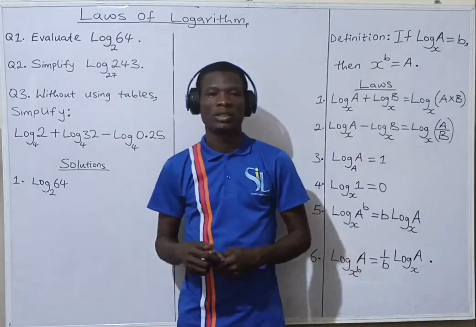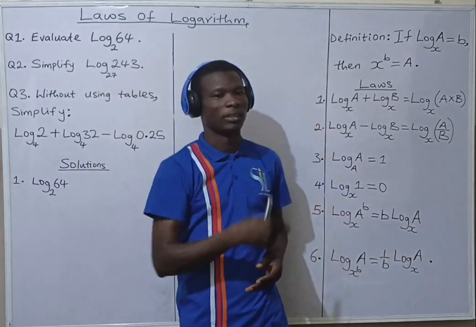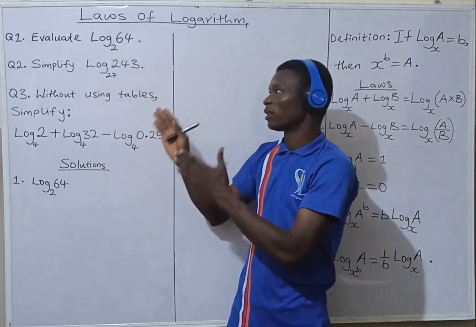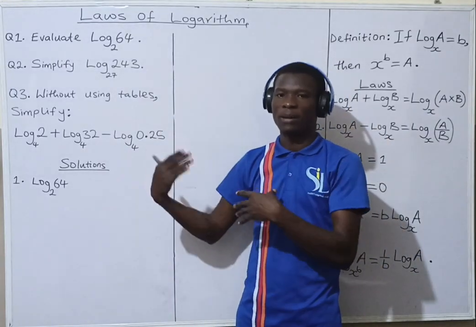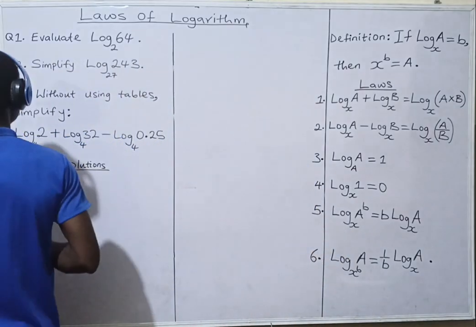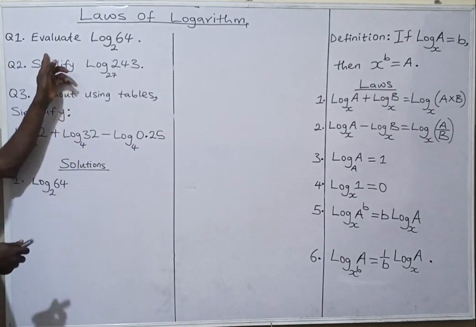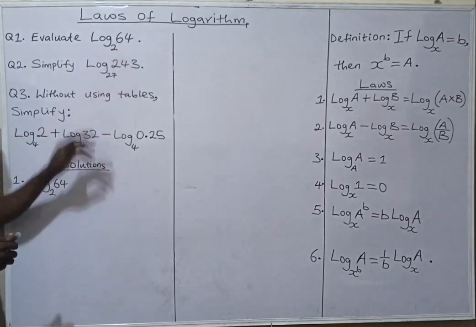So we have these 3 questions with which we are going to solve and see how these laws are applied. All you need to do when you are given any question is look for any law that can help you to solve that question and apply the law, and you are good to go. So we have question number 1. It says evaluate log 64 to base 2.